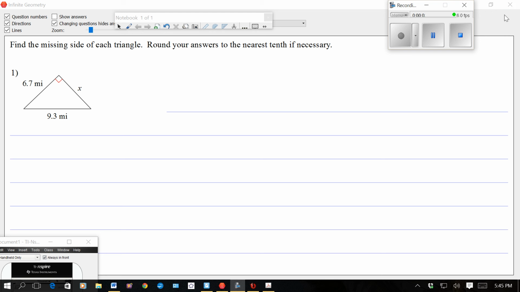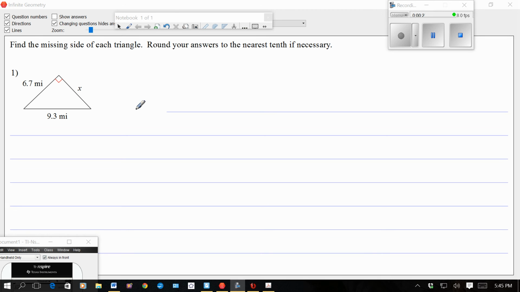Hi, this is a follow-up lesson on the Pythagorean theorem to show you what to do if you have decimal sides to a triangle. Alright, so let's take a look at our triangle over here, number one. Notice that the sides are decimal sides. This is 6.7, this is 9.3.